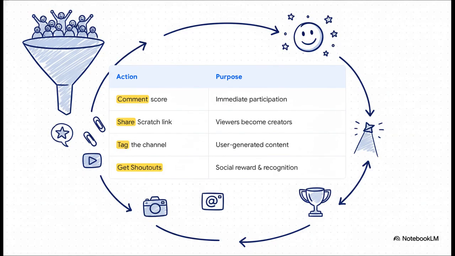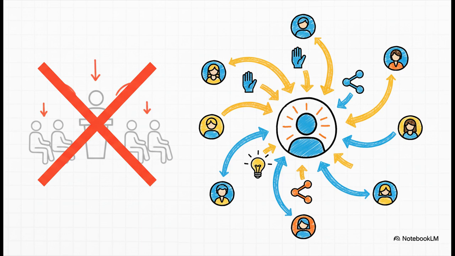What we're looking at here is basically a perfect community building funnel. Asking you to comment your score, that's the easy first step. Anyone can do that. Asking you to share your Scratch link, bam, you've just gone from a viewer to a creator. Tagging the channel, that creates a ton of user-generated content for them. And the shout out, well, that's the ultimate social reward that makes you feel recognized and want to come back for more. And that right there is the masterstroke.